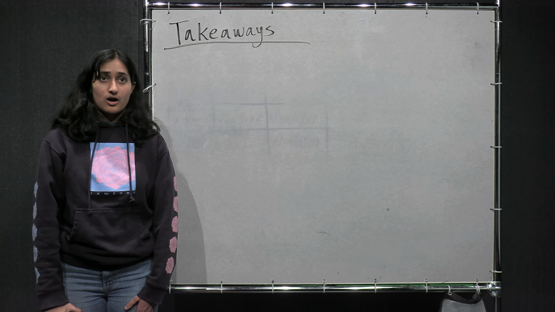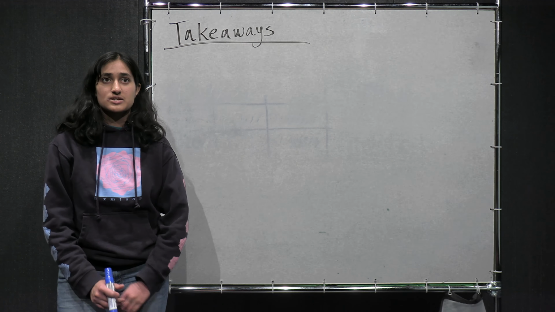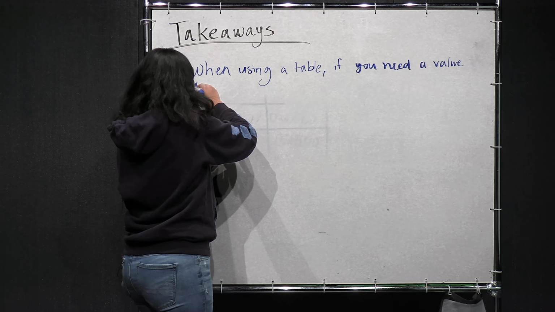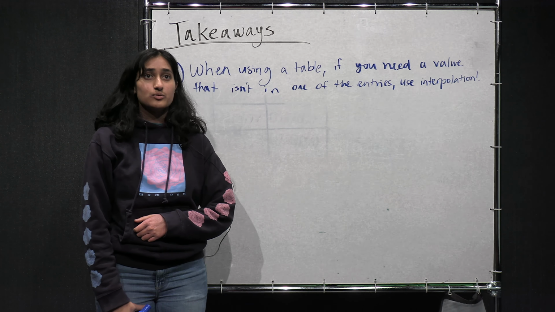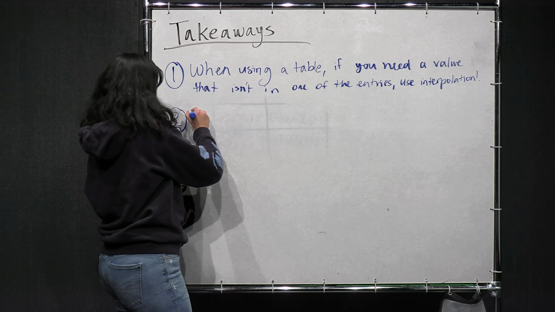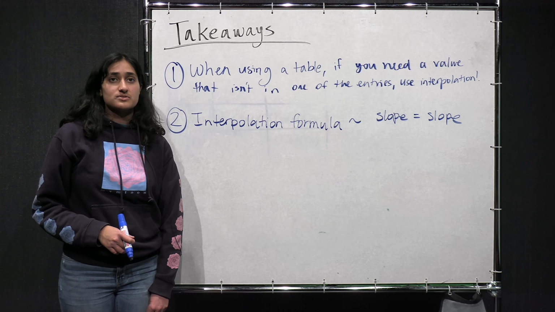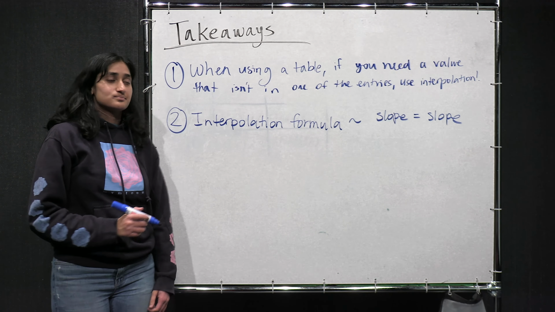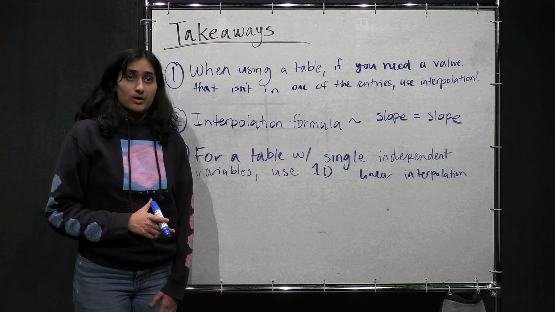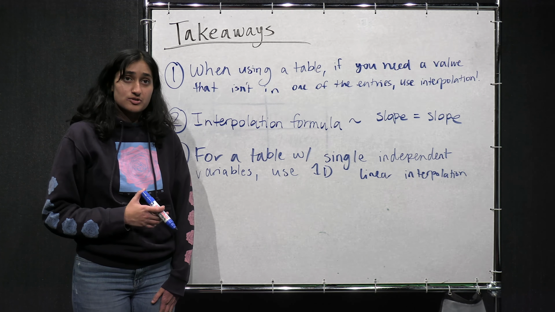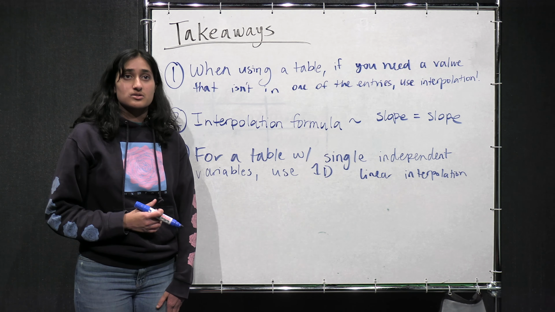The takeaways from this video are: 1. If you have a table of values and you need a value that isn't at one of the table entries, use interpolation. 2. You can rederive the formula if you can remember that slope equals slope. 3. For a table with a single independent variable, use 1D linear interpolation. 4. For a table with 2 independent variables, such as temperature and pressure, use 2-dimensional interpolation, which actually requires 3 one-dimensional interpolations.